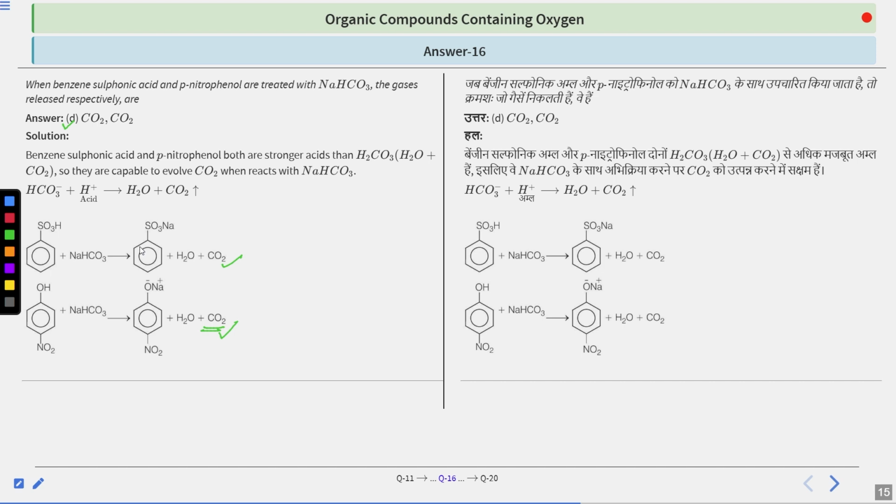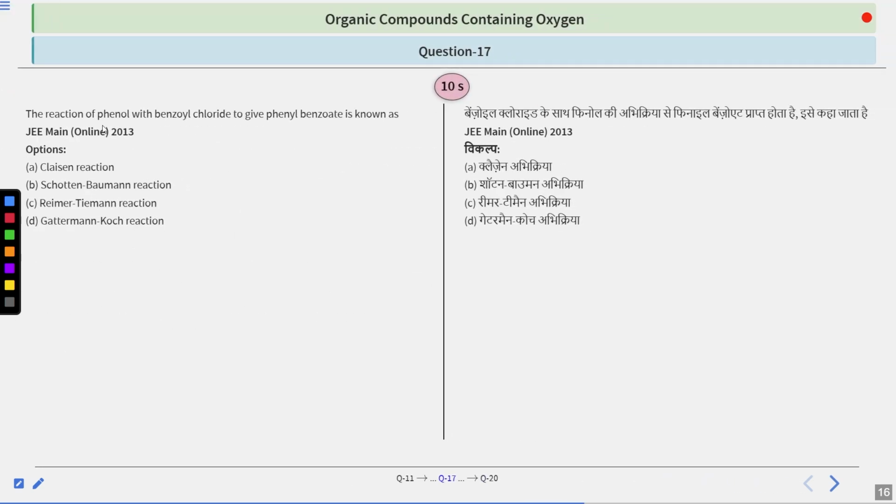Moving on to our next question. The reaction of phenol with benzoyl chloride to give phenyl benzoate is known as? Again, we are asked about the name of a reaction when phenol reacts with benzoyl chloride and the product we get is phenyl benzoate. This question has been in JEE Mains in online mode in 2013. Options are Claisen reaction, Schotten-Baumann reaction, Reimer-Tiemann reaction, or Gattermann-Koch reaction. You have some time to think about this question. After that, we will see the answer.